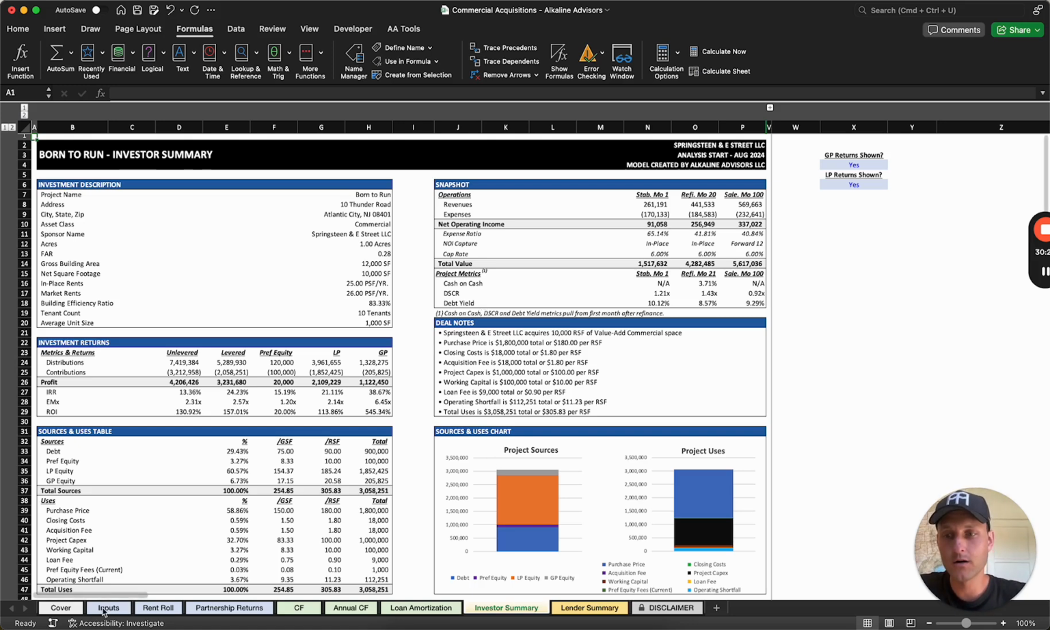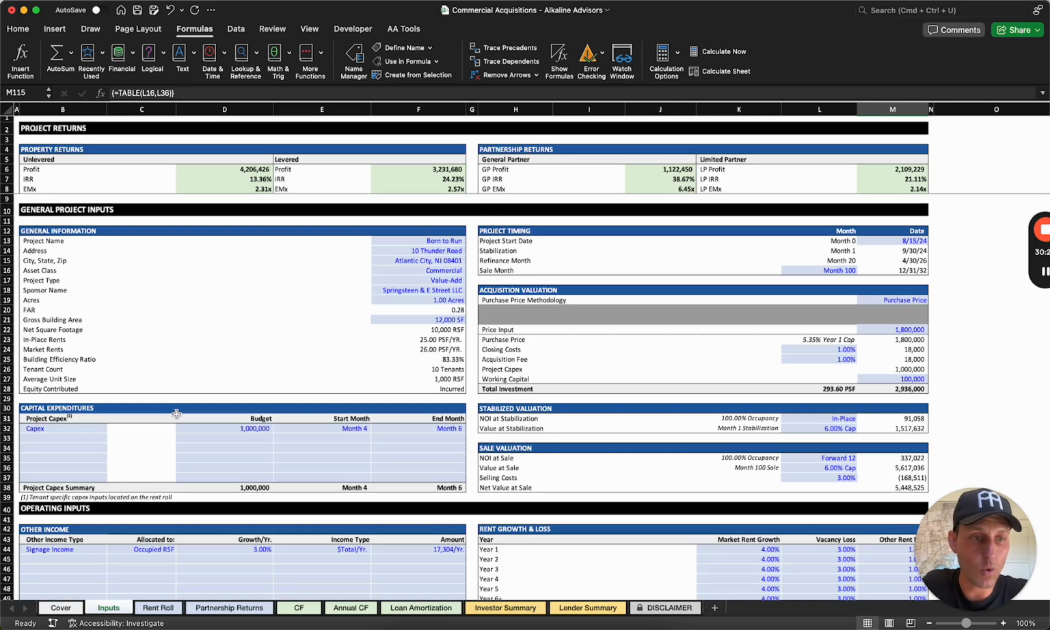Pretty straightforward. Please feel free to reach out if you have any questions, and we're more than happy to give you a personalized walkthrough. And with all of our models, as I said, we have these templates, but we also customize them given your specific deal scenario and criteria. So with that, if you have any questions, please reach out.